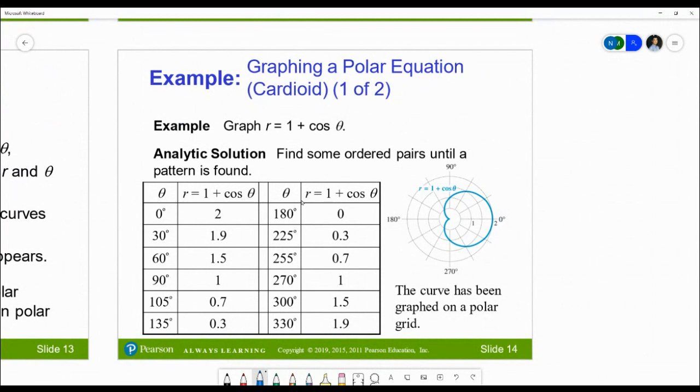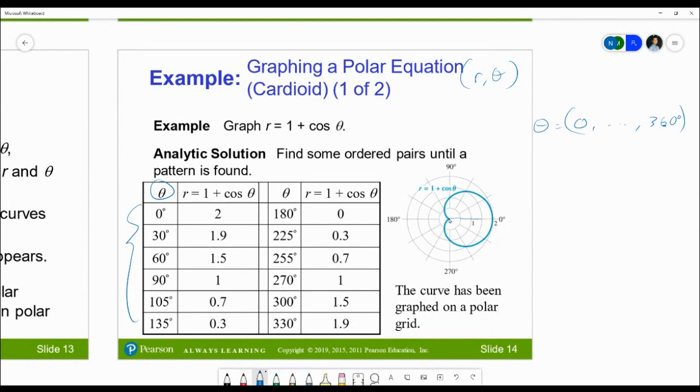Okay, so we're going to graph 1 plus cosine theta. Remember, this is polar coordinates, so we need an r and we need a theta. Theta is going to move from 0 to 360 degrees, counterclockwise. You can see here theta: 0, 30, 60, 90. We all know these values, right? So let's see what happens as we rotate from the positive x-axis.